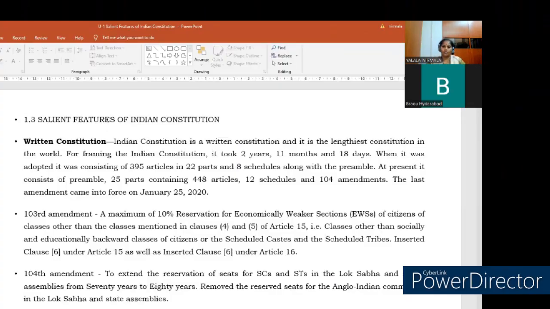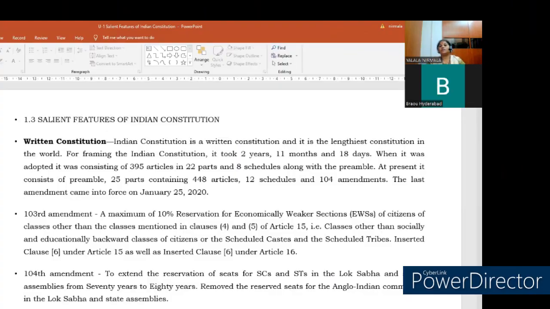The original 1950 Constitution is preserved in the Parliament House in New Delhi. The words secular and socialist were added to the preamble by the 42nd Amendment Act in the year 1976 during the emergency. If you see the salient features, or the important features, of the Indian Constitution: the Indian Constitution is a written constitution.